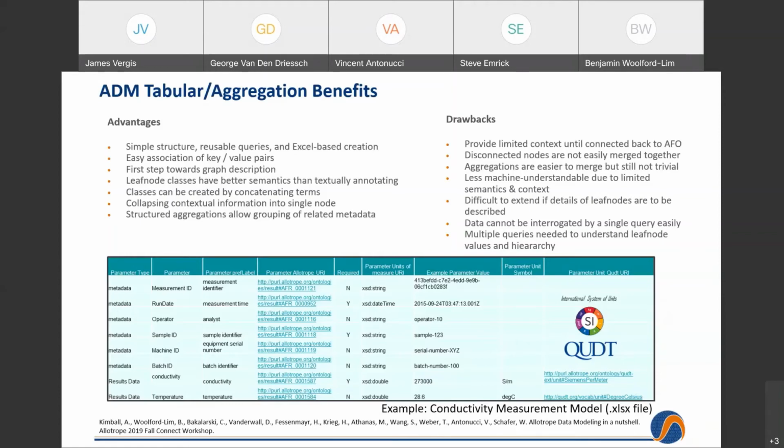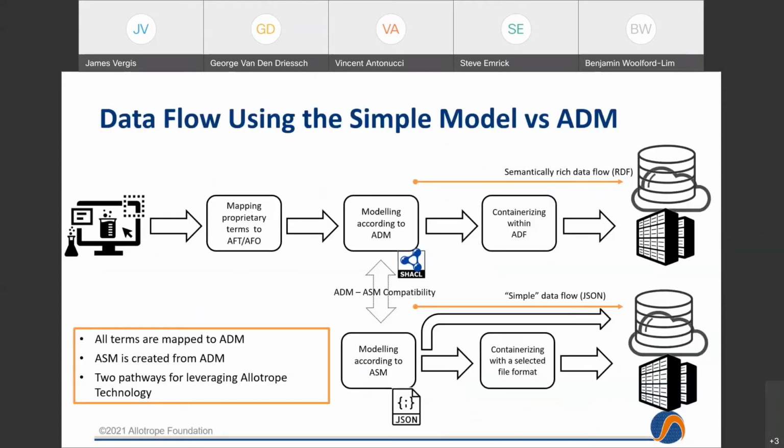However, as Vinny mentioned, there's this new ASM, Allotrope Simple Model, JSON representation that's being developed. And so during the governance process of ADM, there's a compatibility conversion test that's performed that allows that model to be represented as an ASM JSON. So now this creates what is called a simple data flow with a lower barrier to entry for some groups to begin accessing that ASM data structure and developing their use cases.